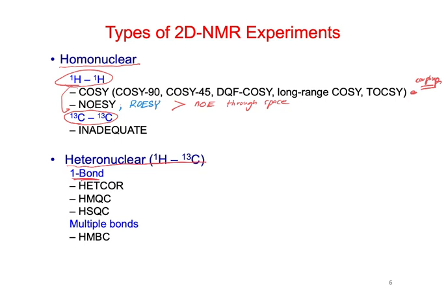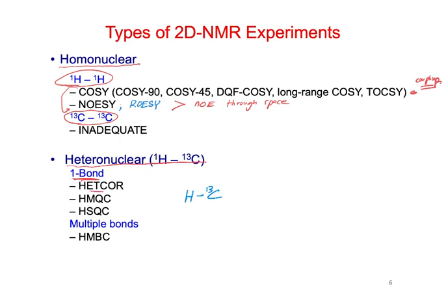Okay, so these are going to be experiments where we're looking at the coupling of a proton directly to a C13 atom. This is going to tell us which protons are attached to which carbons. We have 3 experiments here, and they are kind of 2 different types.